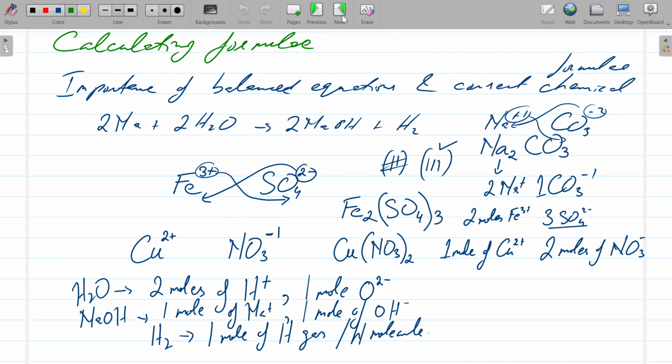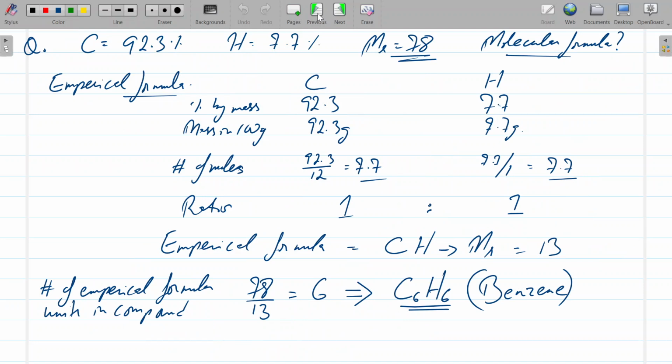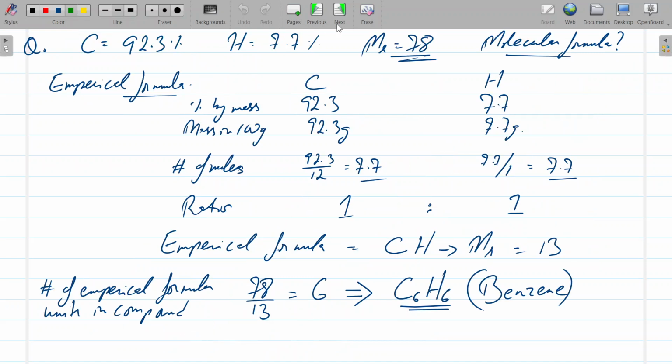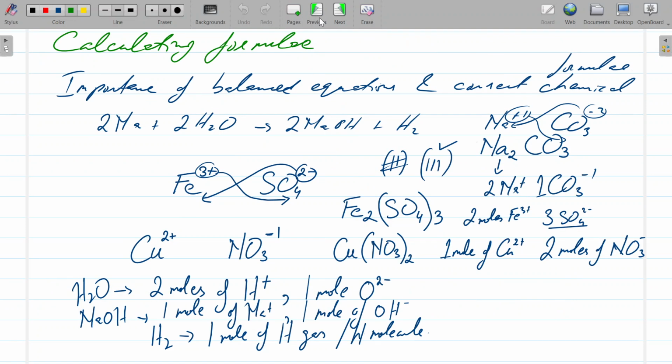Then we talked about calculating empirical formulae. Now this will not come in handy today, right? It is a separate topic within the mole chapter. But what we know is it's important to have balanced equations and correct chemical formulae, so that we are able to figure out how much of each substance is used. When we went on to calculating empirical formula, there was a substance which was 92.3% carbon and 7.7%. There's another question back here, wasn't it?